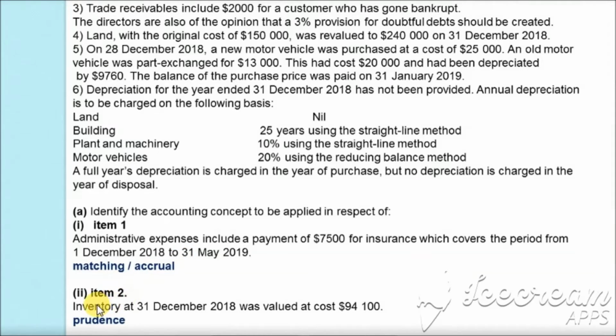Item 2. The information given for item 2 is that the inventory at 31st December 2018 was valued at cost of $94,100. So this is a closing inventory which we have valued at cost. The closing inventory, we usually value it at cost based on the prudence concept. We don't value it on the basis of selling price or the market price, because the prudence concept states that profits should be recorded only when they are earned. Hence, as we have not earned any profit on the closing inventory, we value it at the cost price.